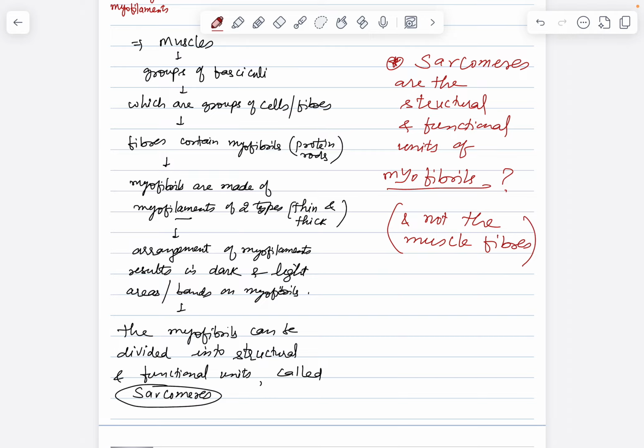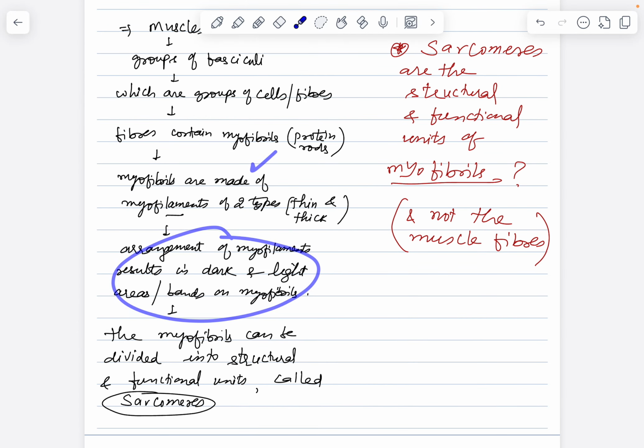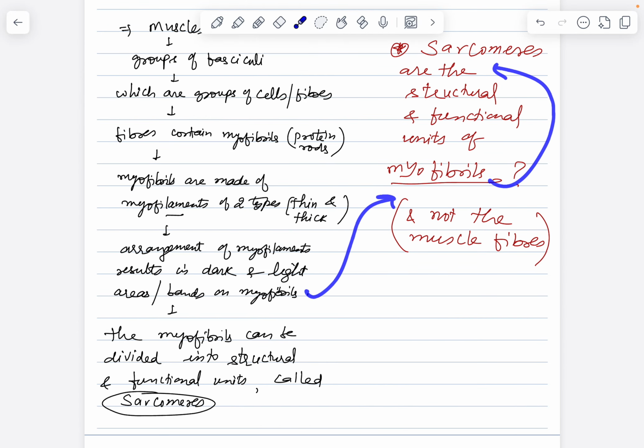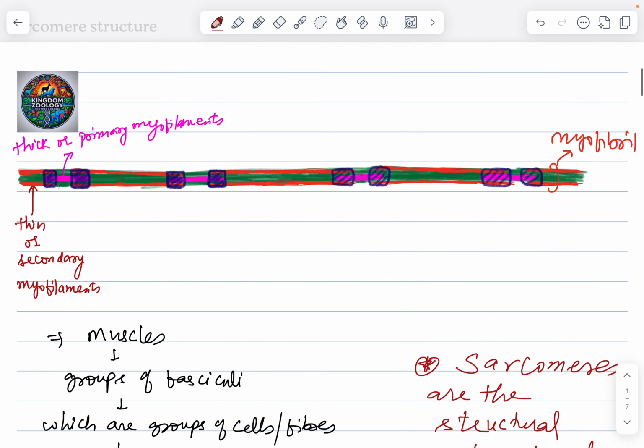Because muscle fibers are cells. The cells are made up of collections of protein rods called myofibrils, and each myofibril has myofilaments. The arrangement of those myofilaments results in the dark and light bands on the myofibril. So the repeating structural units of the myofibrils actually are what? Sarcomeres. Now what exactly is a sarcomere? Let's try to understand that in this structure here. In this structure we can notice that there are secondary myofilaments, the red color structures, and the primary myofilament, that is the pink color structure.